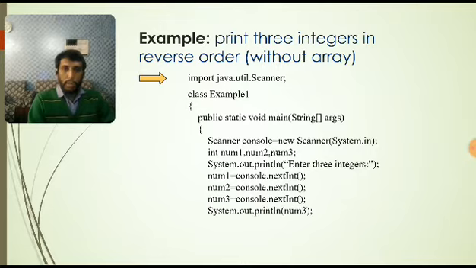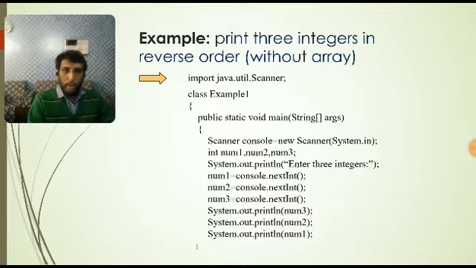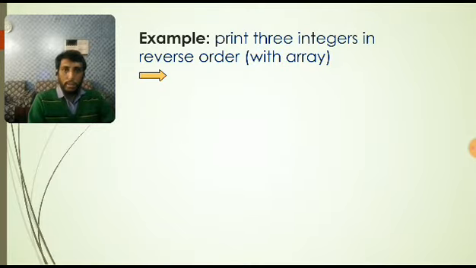Now we are printing in reverse order. First number 3 will be printed, and then number 2 and number 1. So like this, the normal way, we are doing coding. But if you want to learn array, then how with the help of array we can do that. So let's look at this example, that is print three integers in reverse order with array.